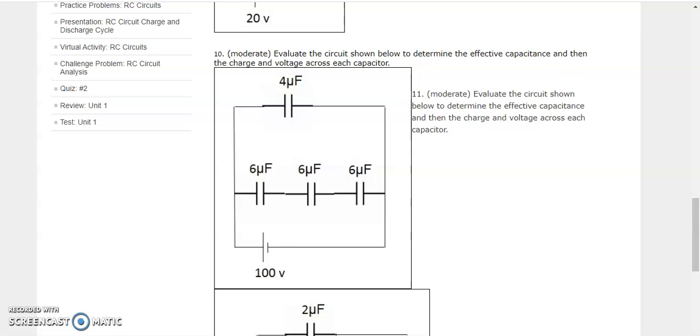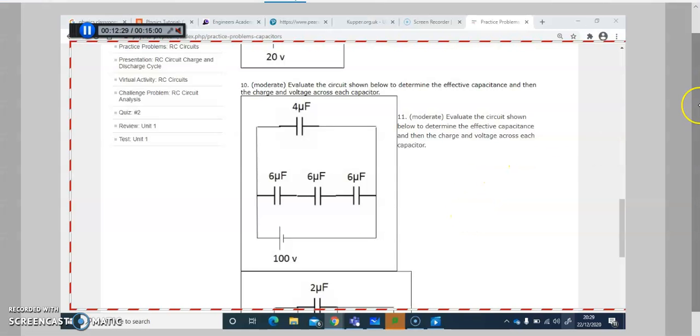Now looking at this circuit for the 10th question, it's asking you to determine the effective capacitance and then the charge and voltage across each of the capacitors. So let's see how we do that. First, the voltage across these 2 points is definitely 100 volts because this is a parallel branch. And once again, how do you understand if this is a parallel circuit?